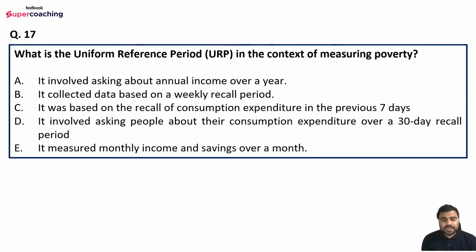So the options are: it involved asking about annual income over a year; it collected data based on a weekly recall period; it was based on the recall of consumption expenditure in the previous 7 days; it involved asking people about their consumption expenditure over a 30-day recall, monthly income and savings over a month. I'm waiting for a reply. Do let me know.